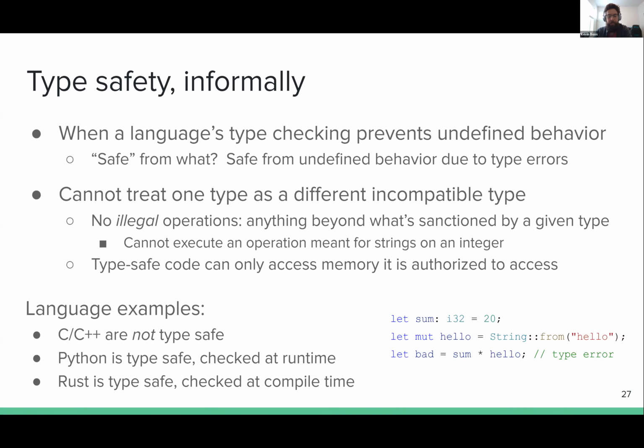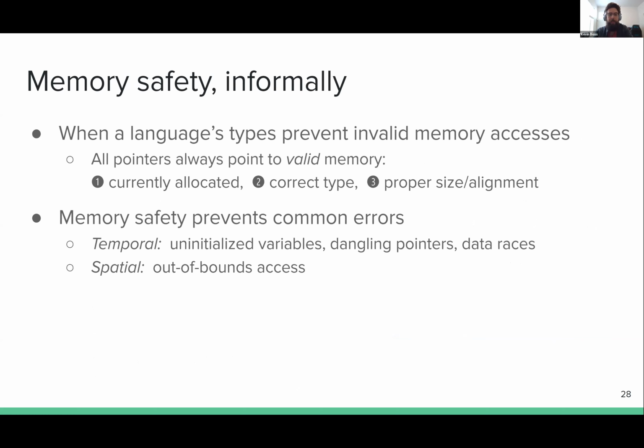Okay, so the next step is, what is memory safety, right? Once you have type safety, you can also potentially ensure memory safety. So what are the requirements for that, right? A language provides memory safety when its types can prevent invalid memory accesses, right? What this means, in plainer English, is that all pointers will always point to valid memory.